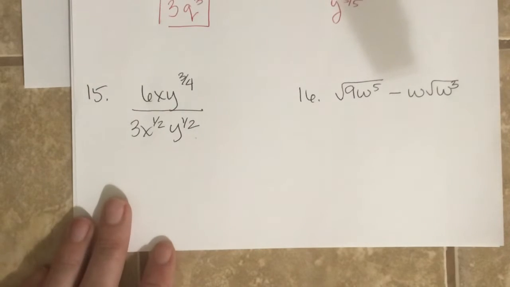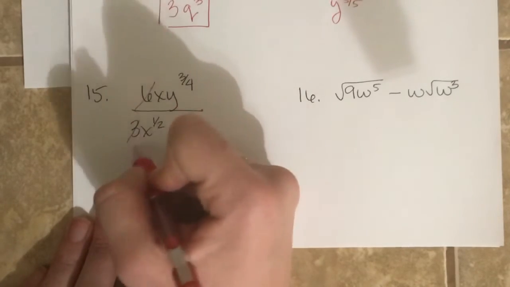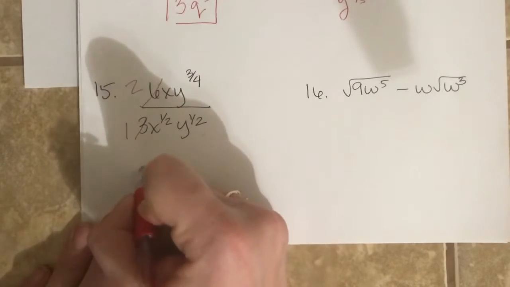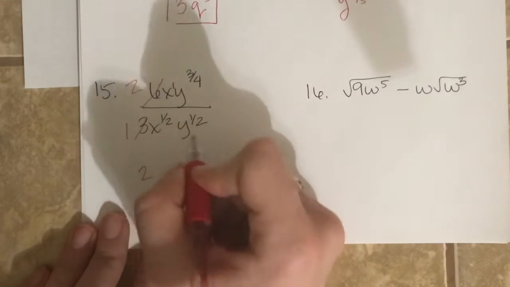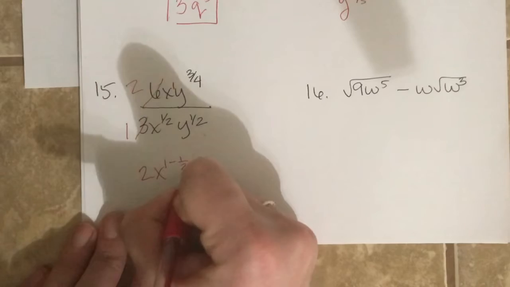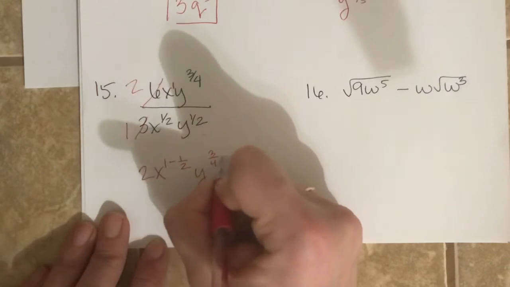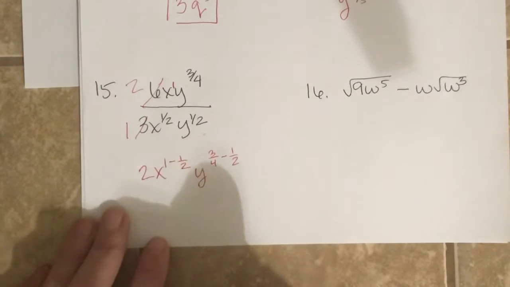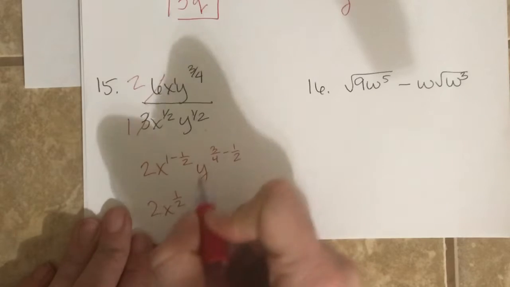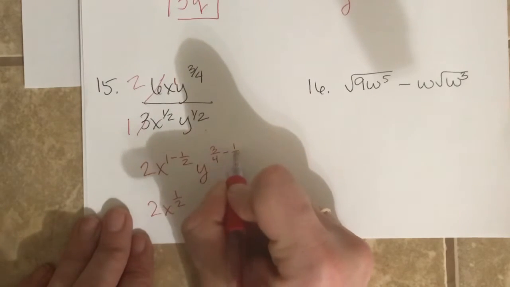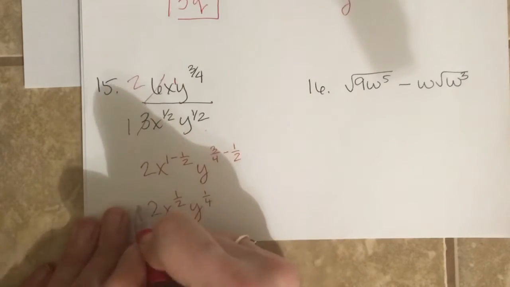Number 15. So I do have exponent properties I can use here. First off, I can reduce this fraction, 6 over 3 is 2 over 1. So I've got 2 in my numerator. And then I've got x to the 1 over x to the 1/2, so that's x to the 1 minus 1/2. And I have y to the 3/4 over y to the 1/2, so that's y to the 3/4 minus 1/2. So 1 minus 1/2 is 1/2, so this is 2x to the 1/2. And 3/4 minus, I'm going to think of this as 2/4. 3/4 minus 2/4 is 1/4. So this would be the simplified expression.